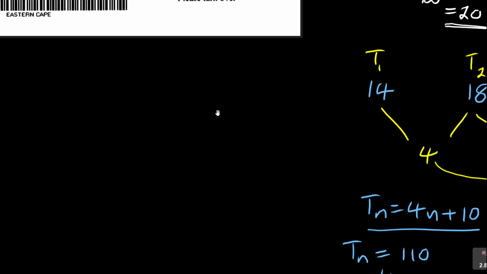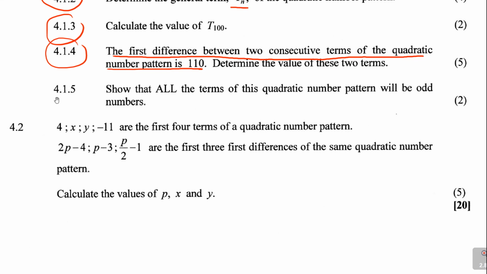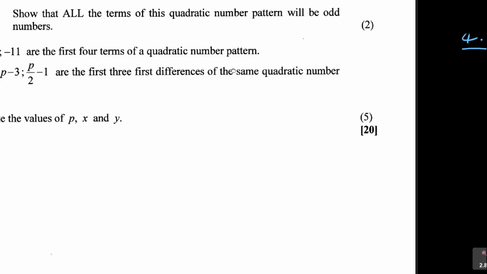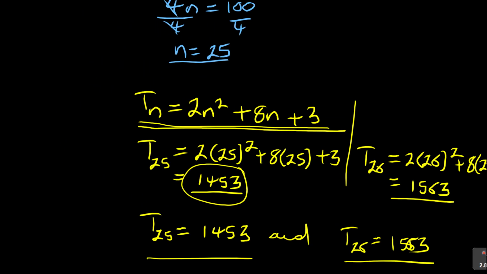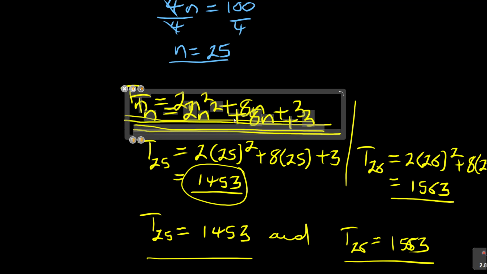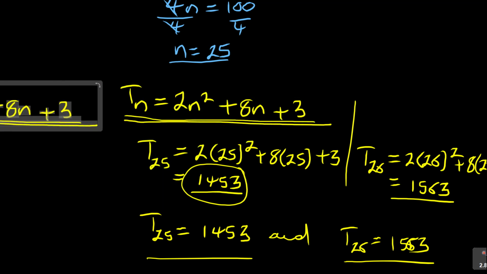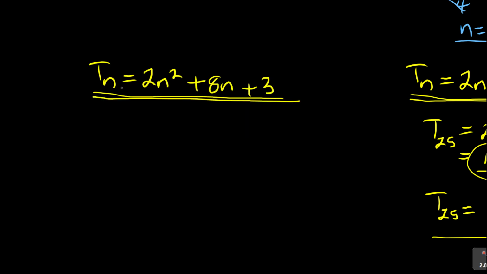All right, come back to the question. What is it saying? 4.1.5, show that all the terms of this quadratic number pattern will be odd numbers. So they're saying show that it will be odd numbers. So let's look at this pattern again. Let me take it aside. Look at this pattern. If I can duplicate this thing again, just to take it away here, to say why is it that it will give odd numbers.